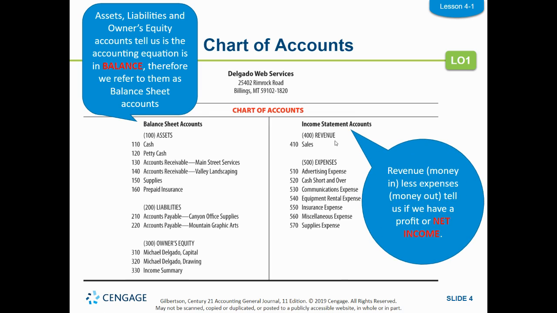Then over here, we have revenue. Revenue is money coming in. Expenses is money going out. So these accounts tell us whether we have a net income or a profit.